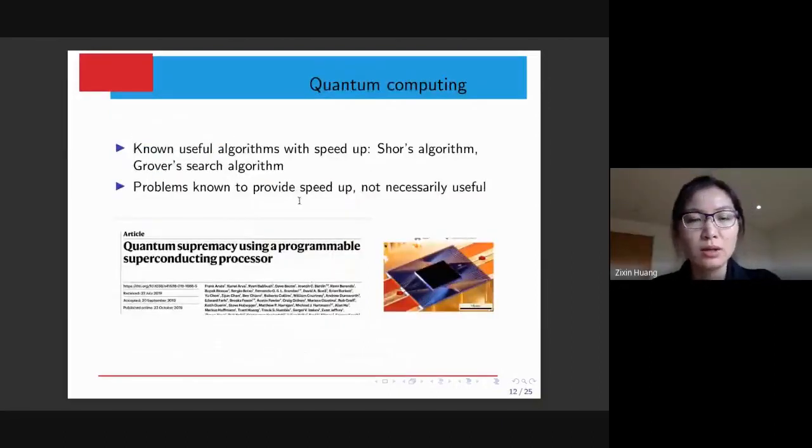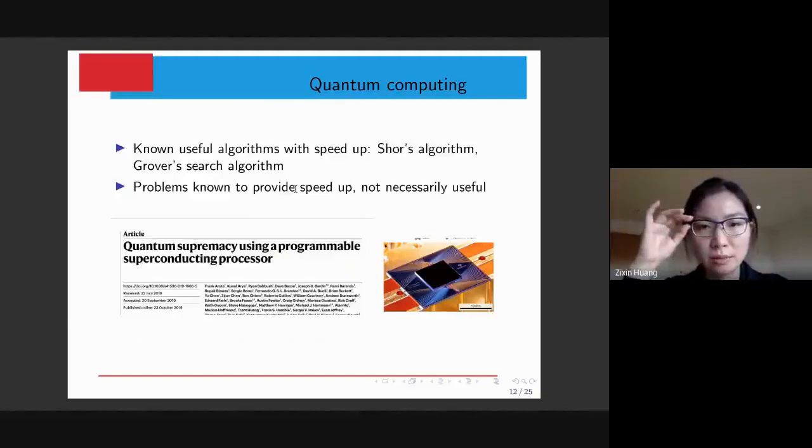Okay, so we know that there are a few known useful algorithms which provide a speed up. Namely, we have Shor's algorithm, which can factorize large numbers in polynomial time, as opposed to what we suspect will take exponential time for classical computers. And also we have Grover's search algorithm, which can provide a quadratic speed up for searching for an item.